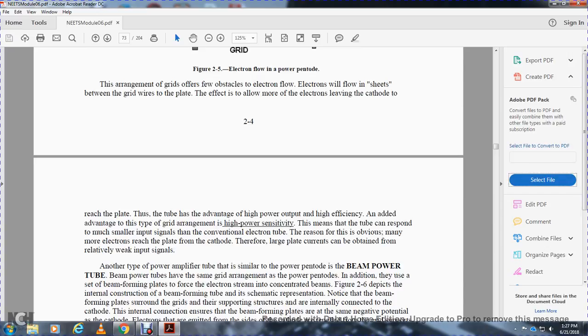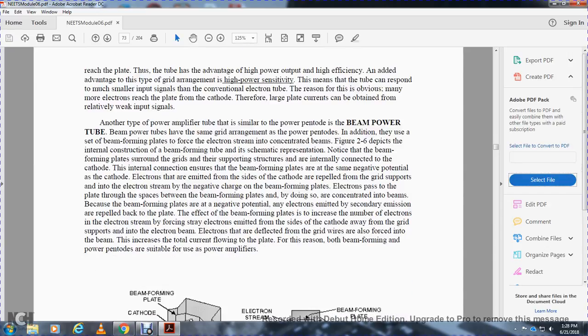The reason for this is obvious. Many more electrons reach the plate from the cathode. Large plate currents can be obtained with a relatively weak input signal.